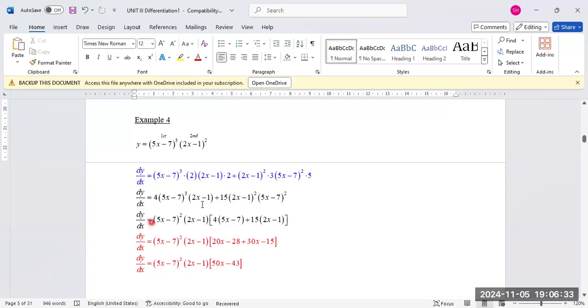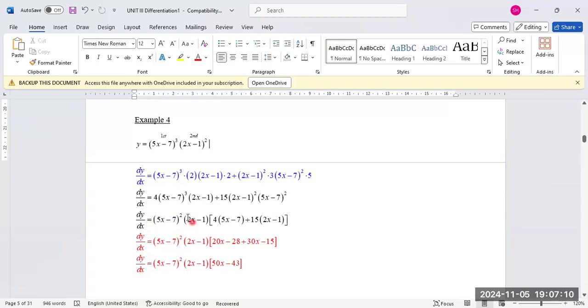I didn't take out anything here, so the 15 has to go back. When I look at this 5x minus 7 to the second, it's the same 5x minus 7 to the second here, so I don't have anything more. Nothing of the 5x minus 7 is missing. But when I look at the 2x minus 1, I recognize that I have an extra 2x minus 1 here. So I have to account for that extra 2x minus 1 right here. So watch this. You notice that this is the same term as this, is the same term as this.